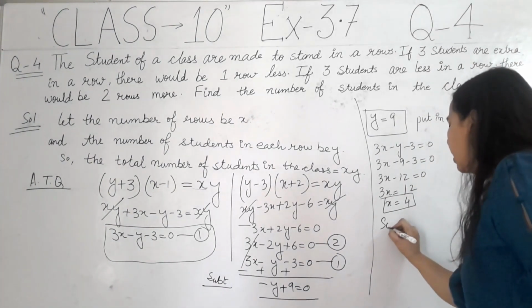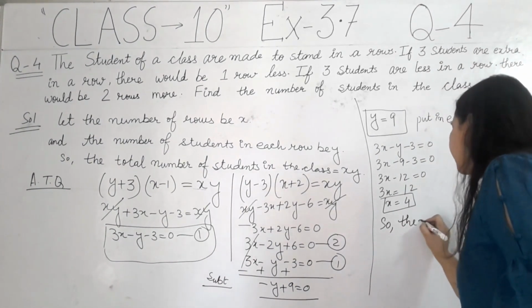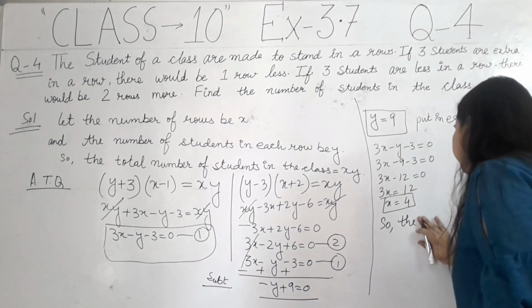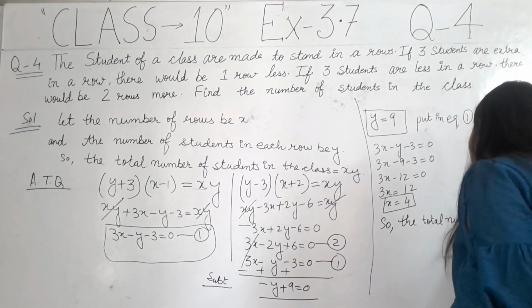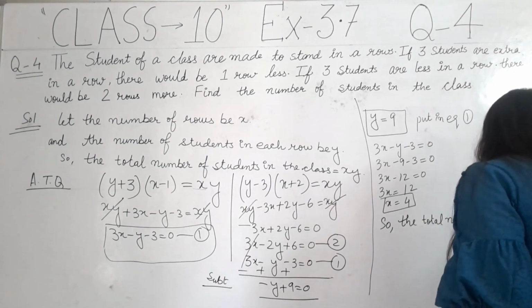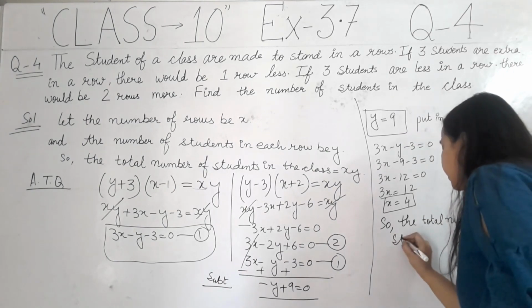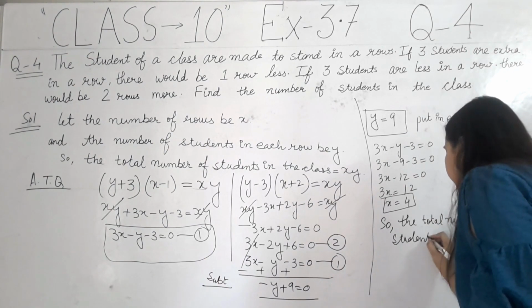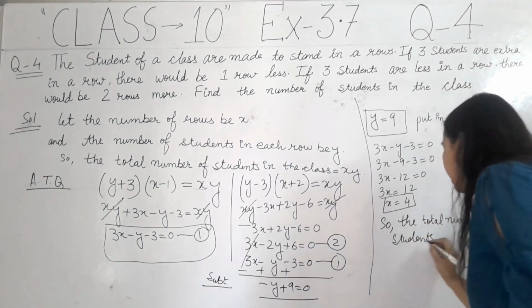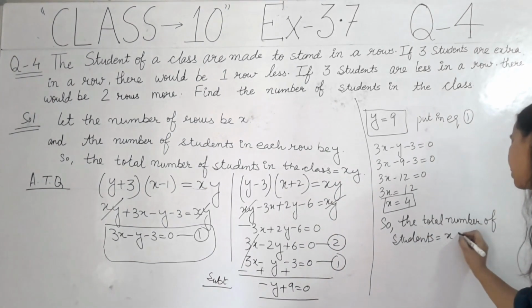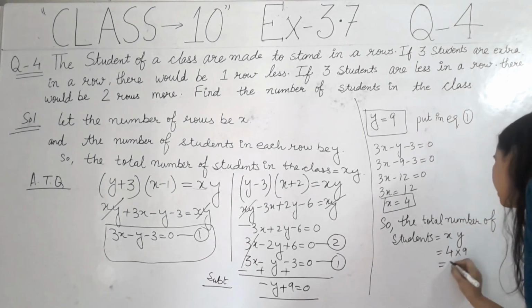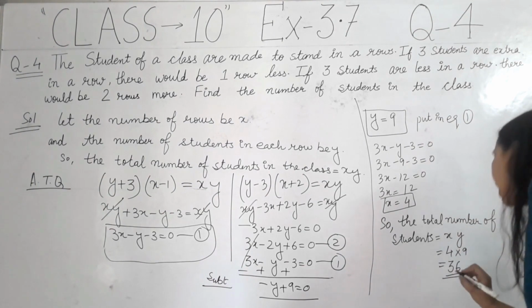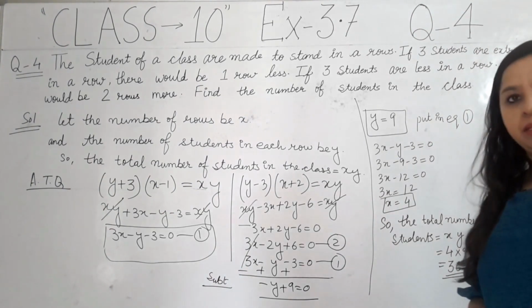So the answer statement: the total number of students is equal to x into y, which is equal to 4 into 9. It means 36. So we have total number of students are 36.